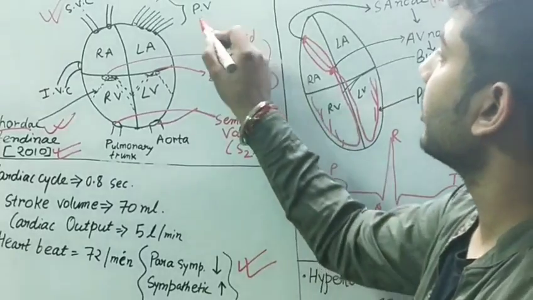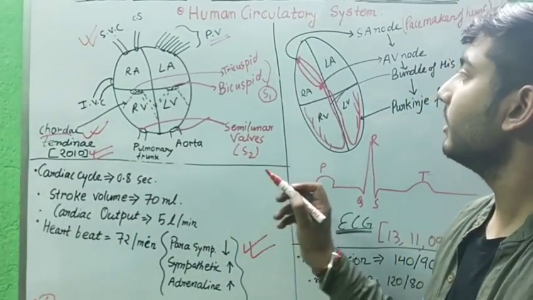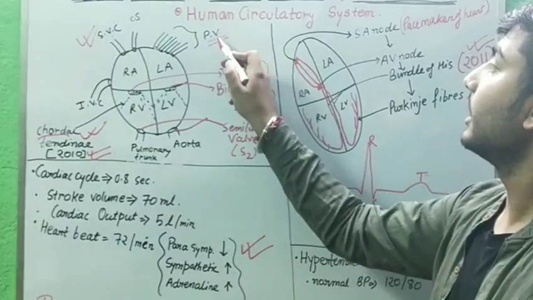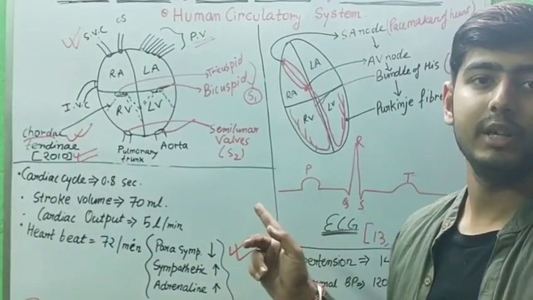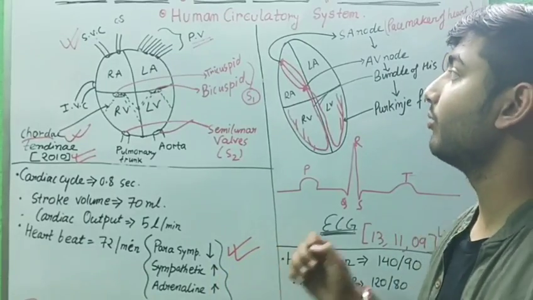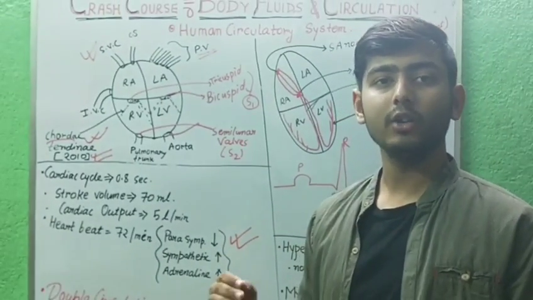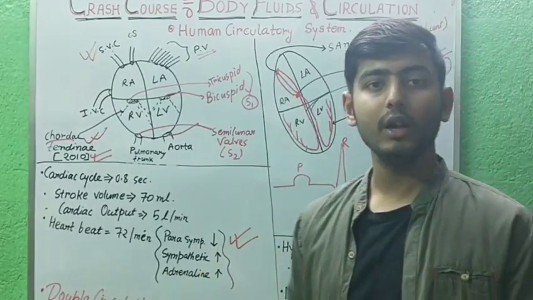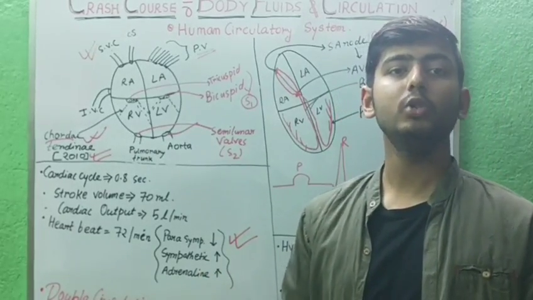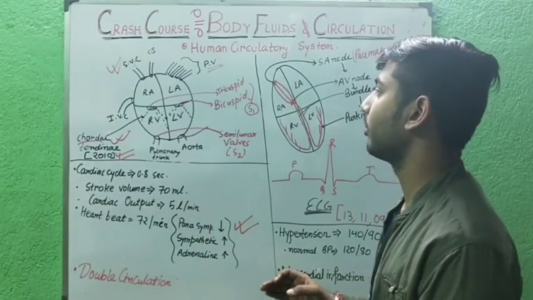This is PV, meaning pulmonary veins. Pulmonary veins carry oxygenated blood, hence this contradicts the idea that veins carry deoxygenated blood. So the modified definition of veins and arteries can be illustrated as: arteries are those structures that carry blood away from the heart, while veins carry blood towards the heart. Hence this will satisfy all the veins and artery structures of our body.